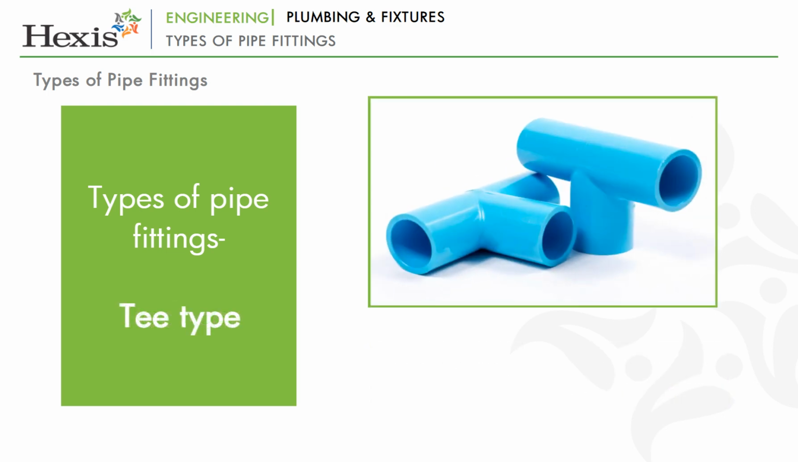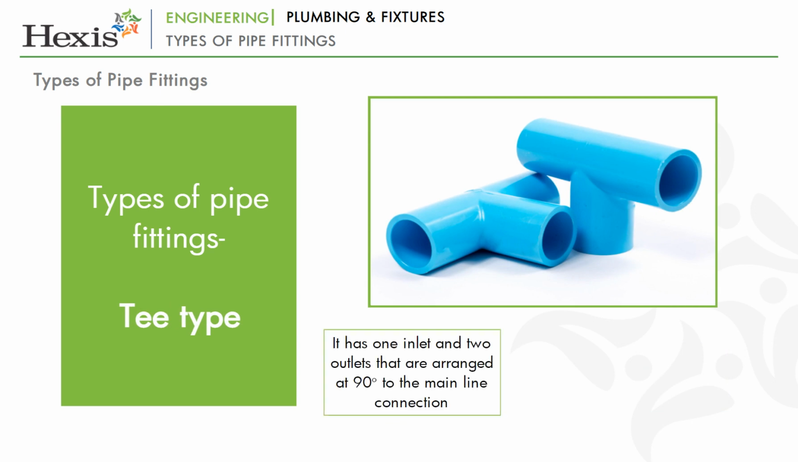T-type fittings are T-shaped fitting components of the plumbing, having one inlet and two outlets that are arranged at 90 degrees to the main line connection, that is the inlet. These fittings are available in different materials and sizes and can also be used to combine the flow from two inlets to one outlet. There are two types, equal T and unequal T. When three sides of a T fitting are similar in size, then it is called an equal T. Otherwise, it is called an unequal T.